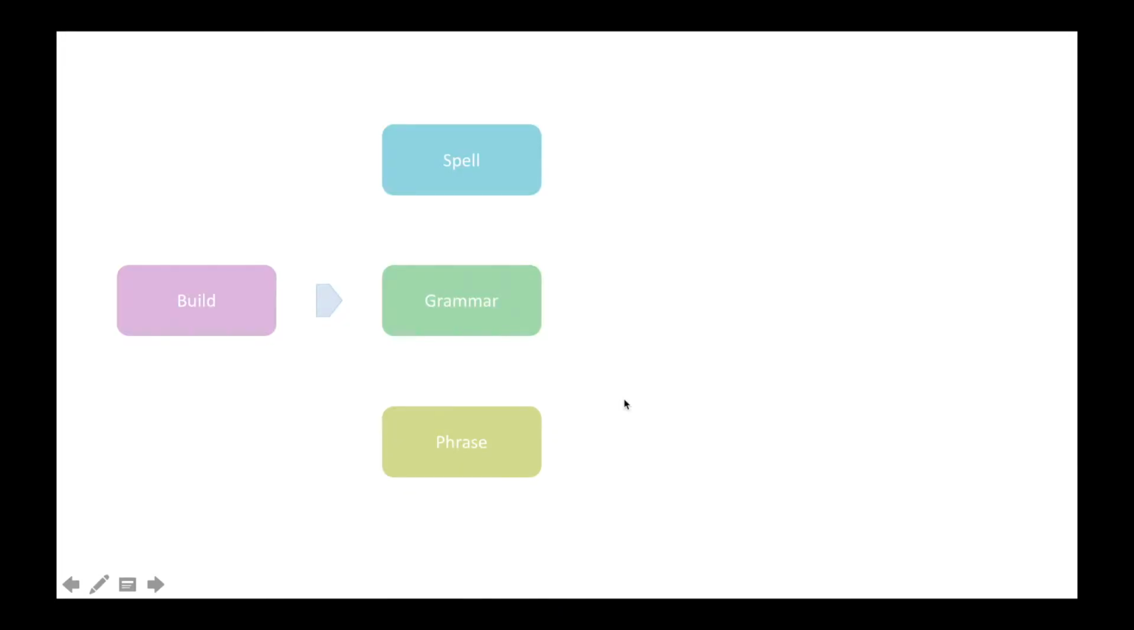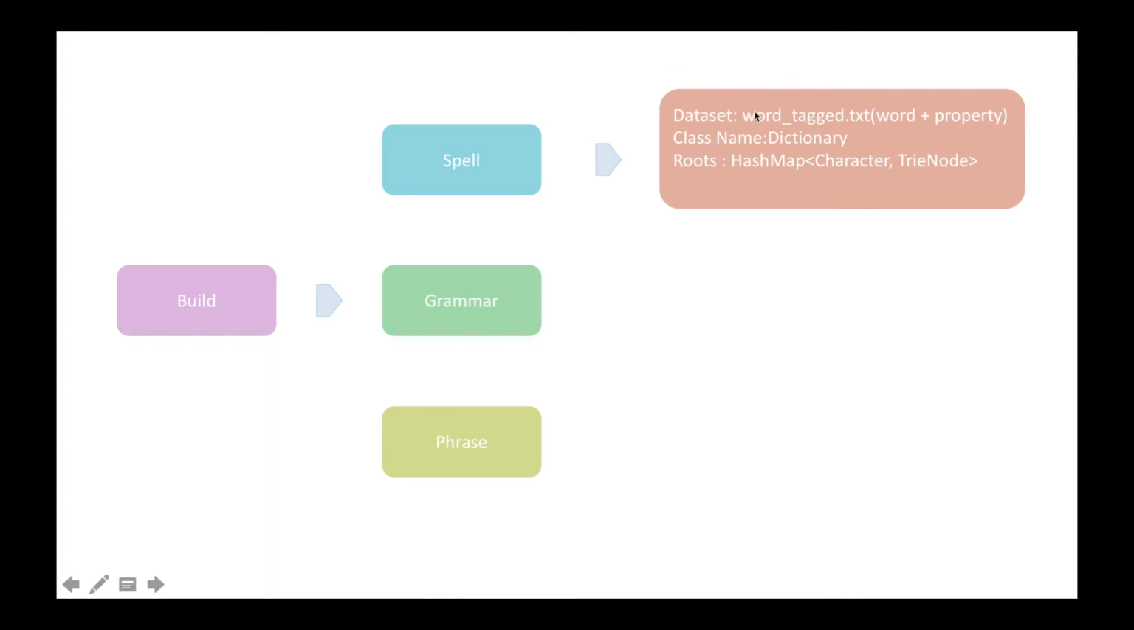Our language checker is accomplished by two steps: build and train the data structure, and check. Let's see the build part. For spell check, the dataset we have, named word tag txt, stores the word with its property in the word list, and we build a class named dictionary. Let's see the dictionary class.